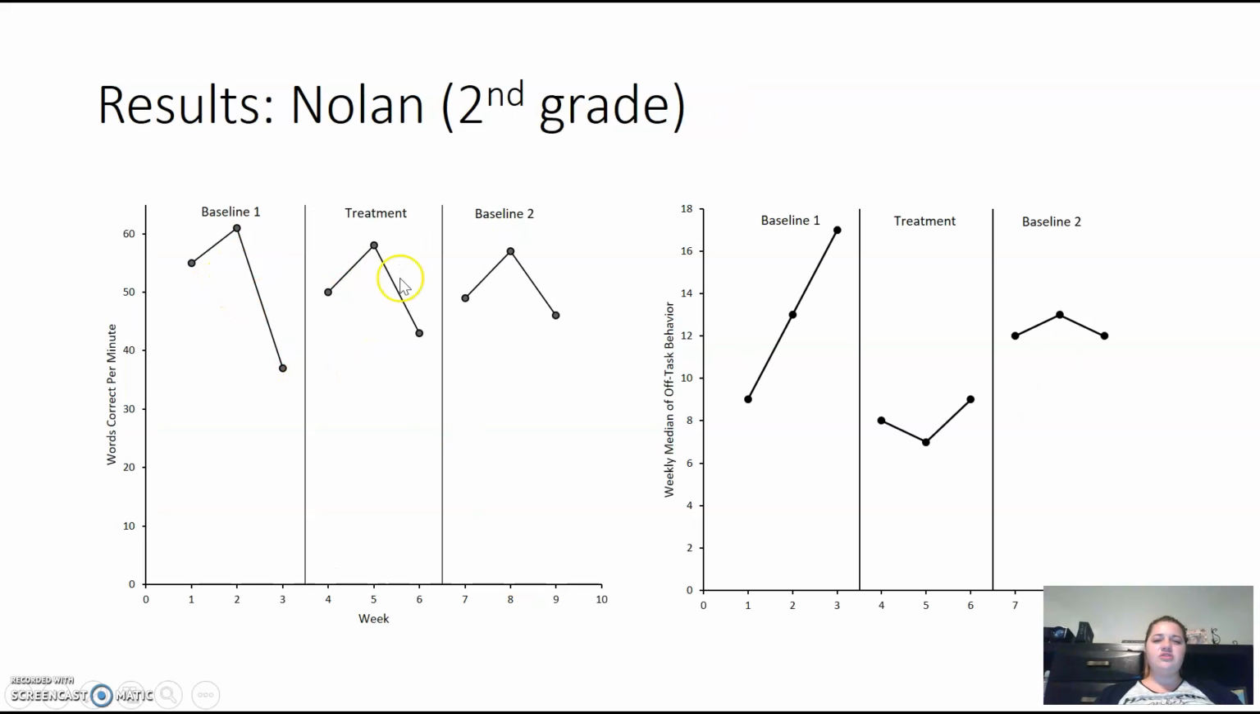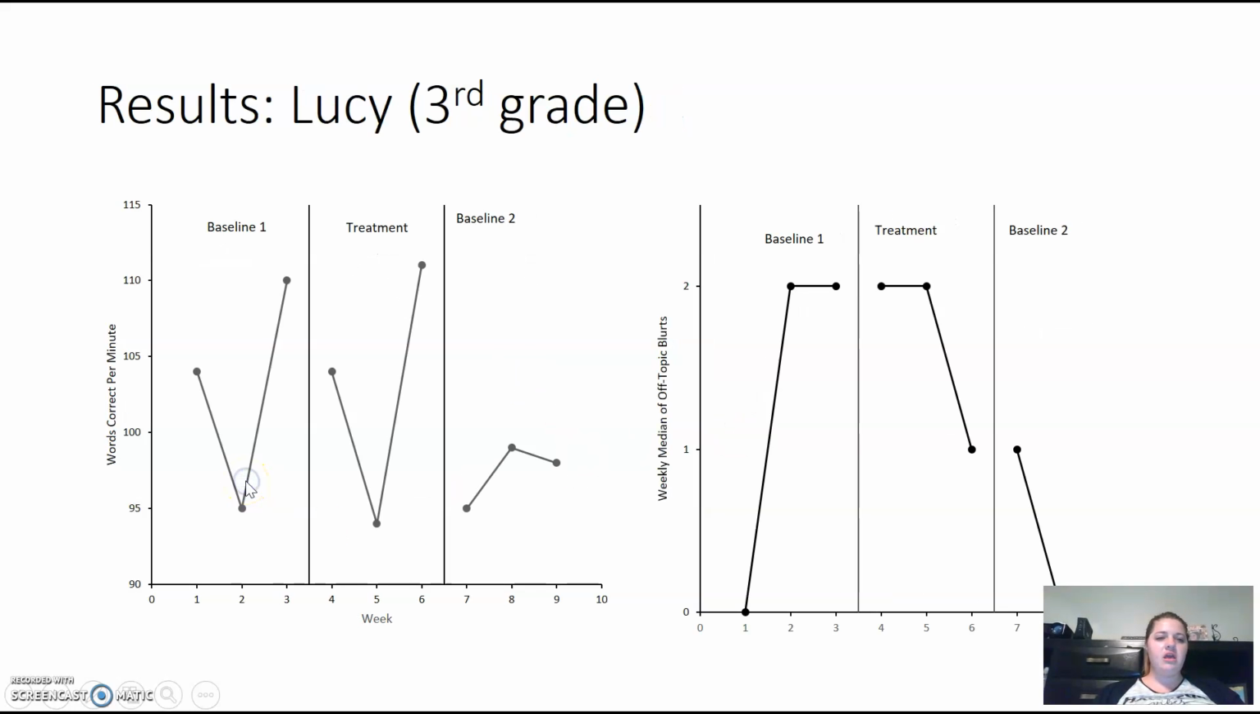My second grader, his reading scores remained about the same, and then we wanted his behavior to decrease. So he was kind of all over the place in that first baseline, the lowest during treatment, and then he was somewhat able to maintain the behavior within the second baseline. Not as successful as we would have wanted, but definitely better than the first baseline.